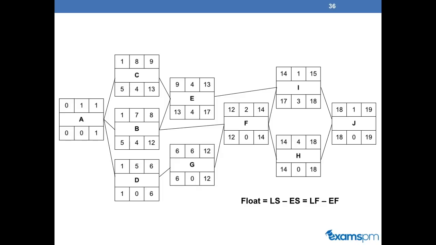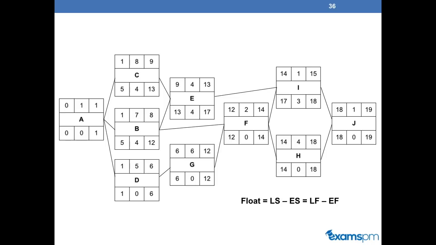Let's now look at another example. Let's look at activity F. It has a late start date of 12 and an early start date of 12 as well. So 12 minus 12 gives us 0, which tells us we cannot delay activity F without delaying the entire project. So if it has a float of 0, it tells us that this activity is on the critical path.